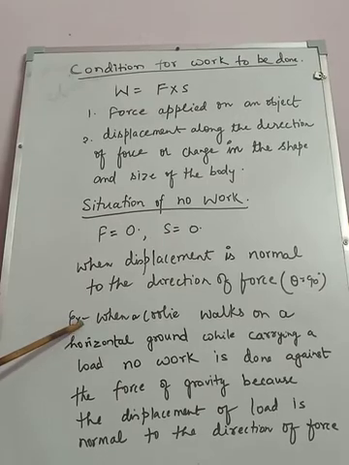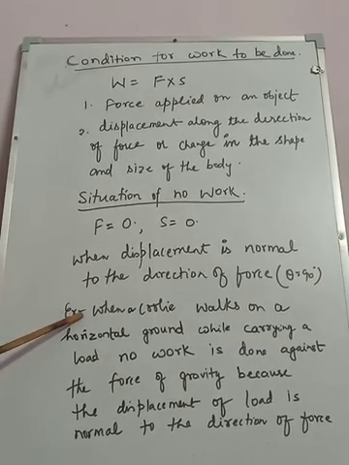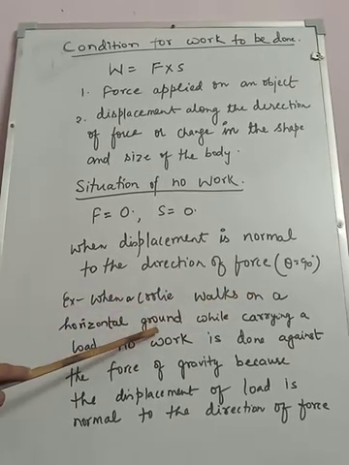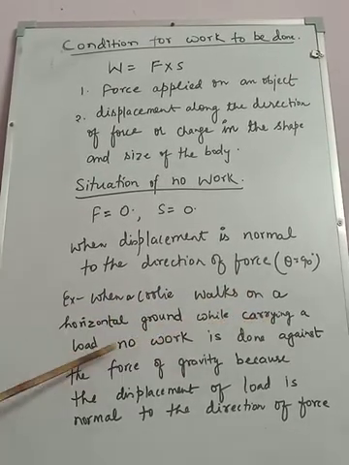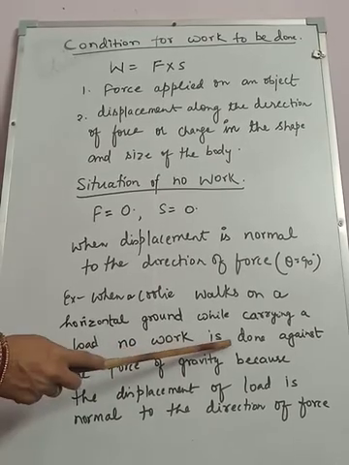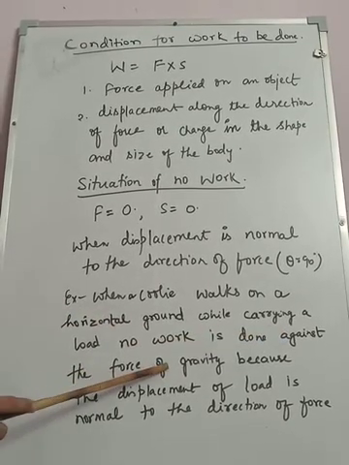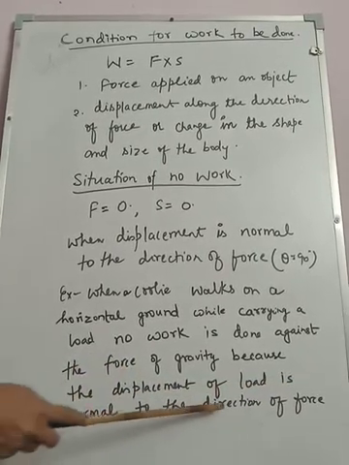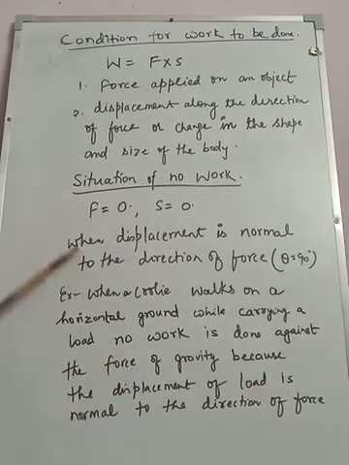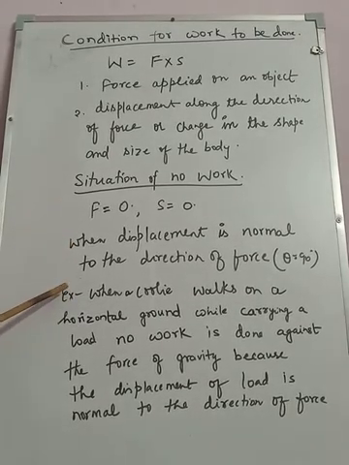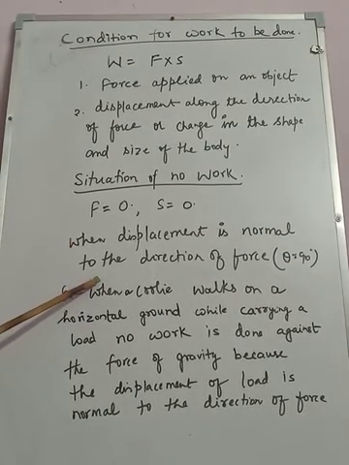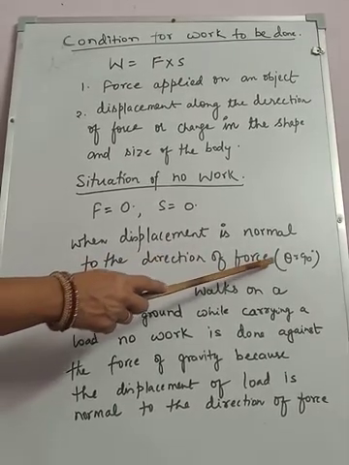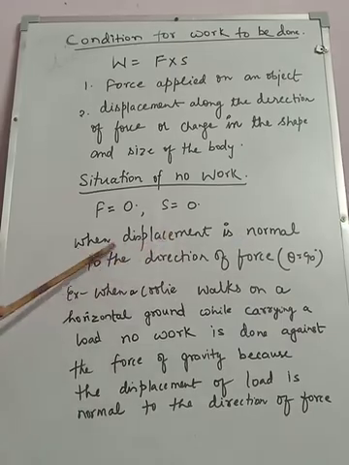An example of no work done at 90 degrees is when a porter walks on horizontal ground while carrying a load. No work is done against the force of gravity because the displacement of the load is normal to the direction of force. So the angle between displacement and force is 90 degrees, so we say that no work is done.